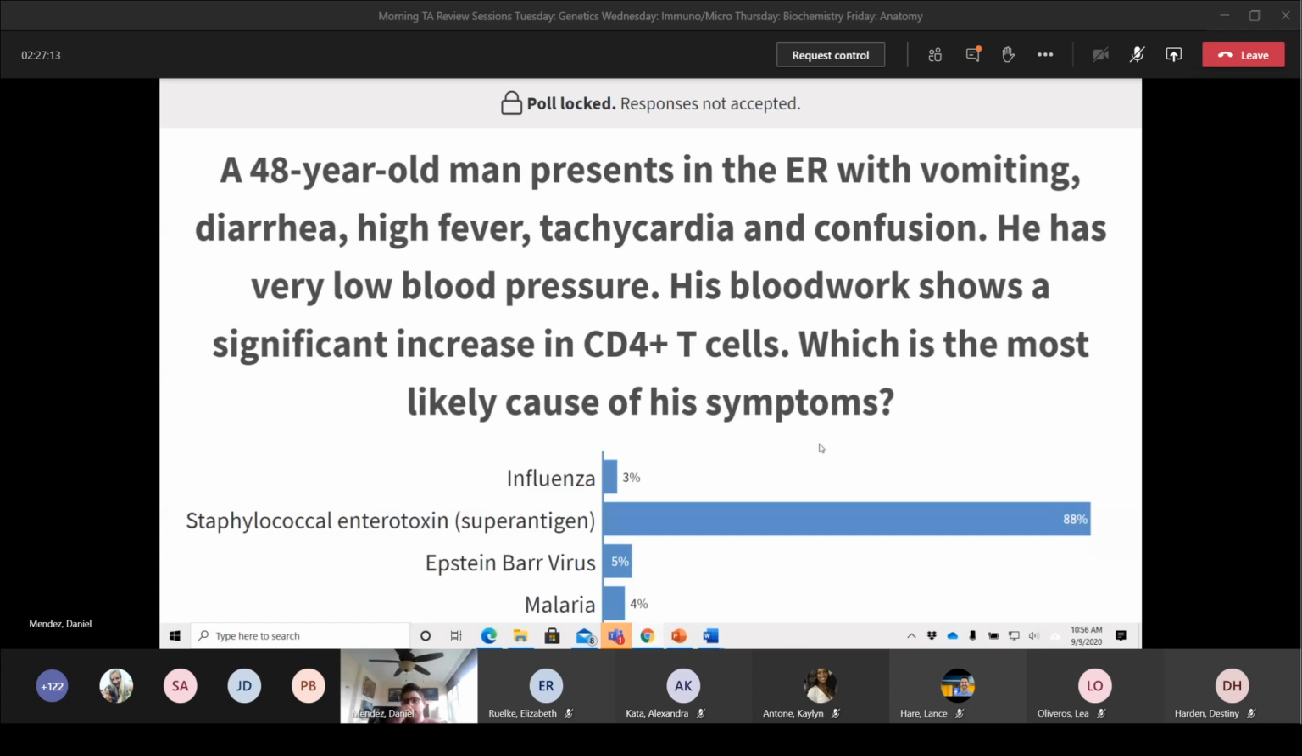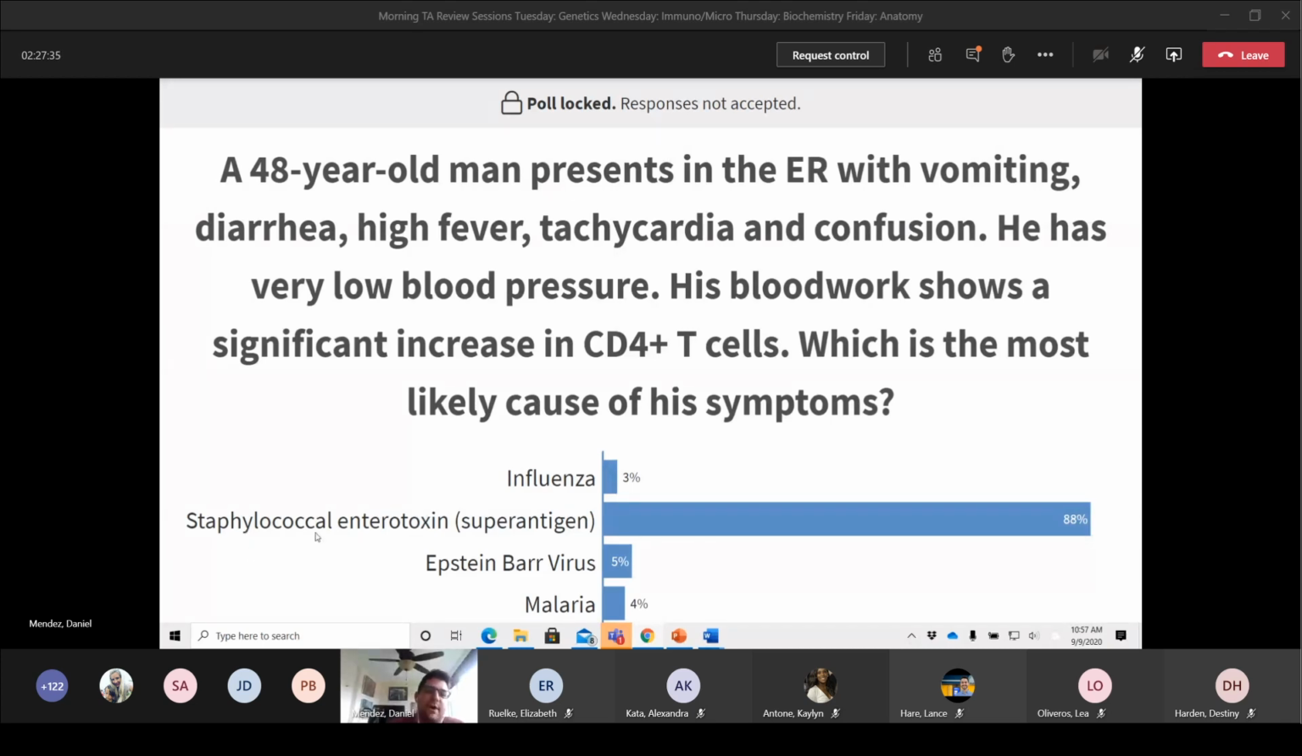The big thing that should jump out at you is CD4 positive T cells. So if you work back through your process, if you've made sheets, CD4 positive, what does that lead us to? CD4 positive, we see with exogenous antigens. So then the question being, which of these can give us an exogenous antigen? Influenza virus, so that's going to be endogenous, so that can't be it.